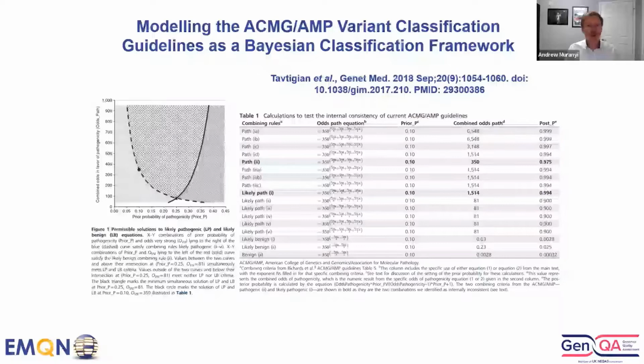variant classification combinations that led to likely pathogenic, pathogenic, and uncertain significance classifications.